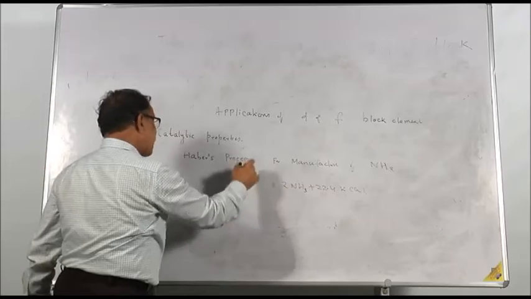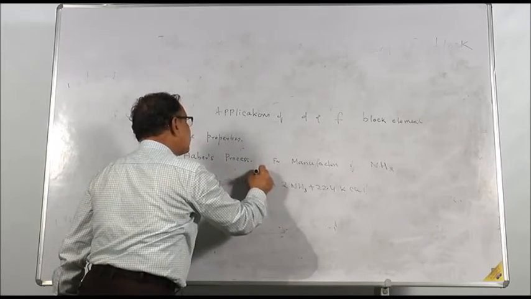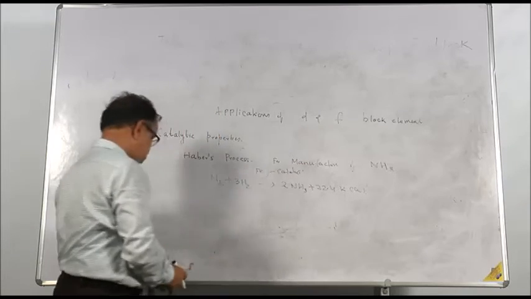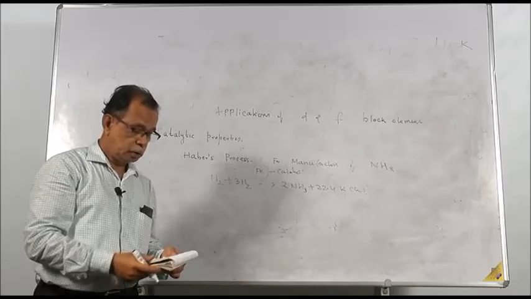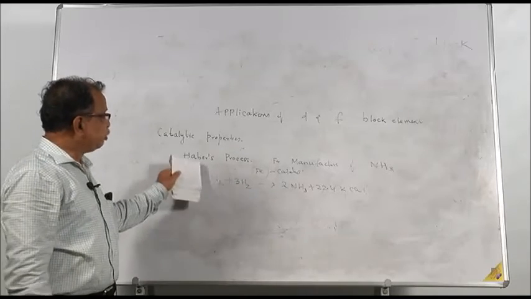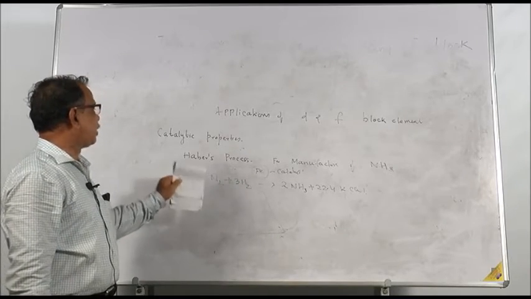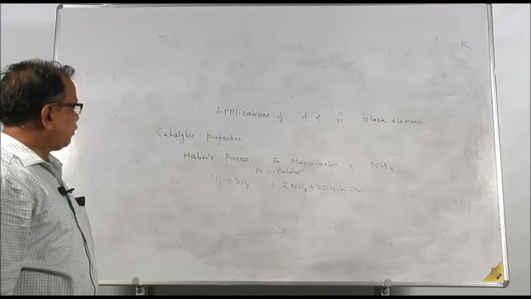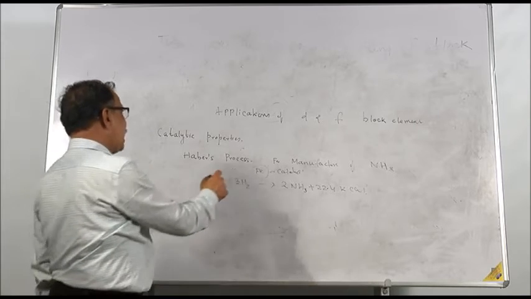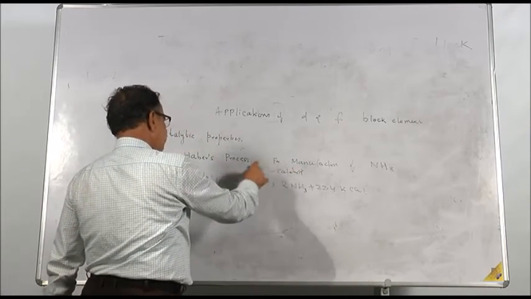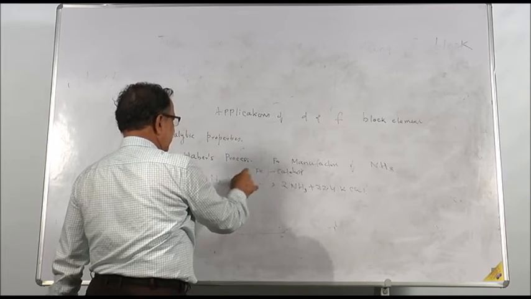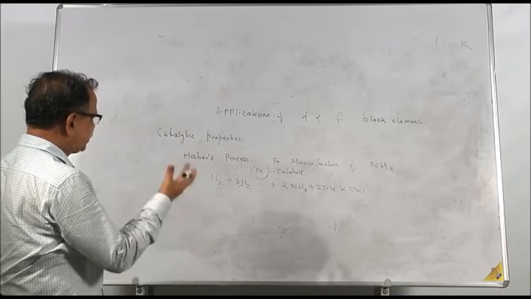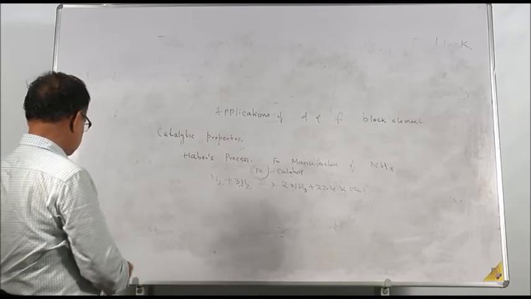Here the catalyst used is a D block element, that is iron. Iron acts as a catalyst. Finely divided iron is used as catalyst. For example, if you write one application of D block elements, you will write catalytic property. In the Haber process we manufacture ammonia, and iron acts as catalyst. Catalyst means it makes the reaction proceed very quickly. Itself it does not change, but it increases the rate of the chemical reaction.